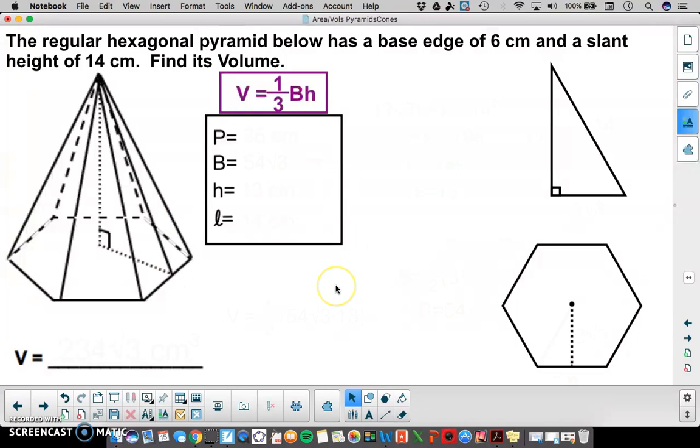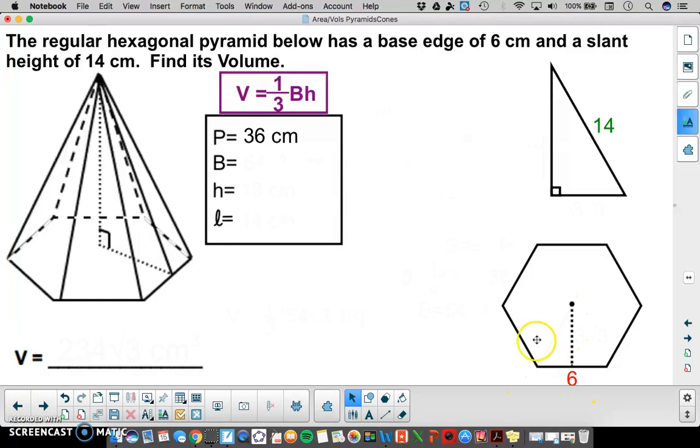Here we're finding the volume of a regular hexagonal pyramid that has a base edge of 6 and a slant height of 14. So I again have my formula, volume equals 1/3 big B times H. I was given a base edge of 6 and a slant height of 14. I labeled the 14 on my height triangle and the base edge of 6 on my base shape. Knowing that this is a regular hexagon, I know my perimeter is just 6 times 6 centimeters, which gives me 36 centimeters.